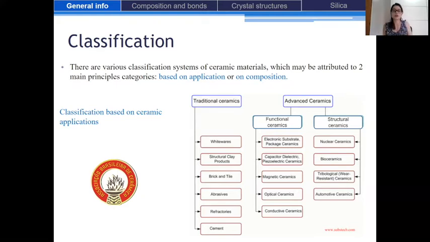We also find structural ceramics such as nuclear ceramics, bioceramics for biomedical application, tribological ceramics, which means that they are wear resistant, and finally automotive ceramics. Okay, so these are the two main blocks, traditional ceramics and advanced ceramics.